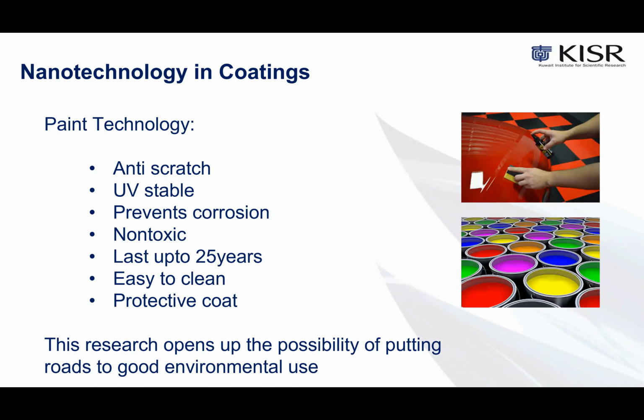Nanotechnology in coating. Basically, this can be used, under the paint technology criteria, to create a new paint that can be anti-scratch, UV stable, prevent corrosion, is non-toxic, can last longer, is easy to clean, and is also a very protective coat. The research is open to ensure more environmentally friendly use of these kinds of paints.